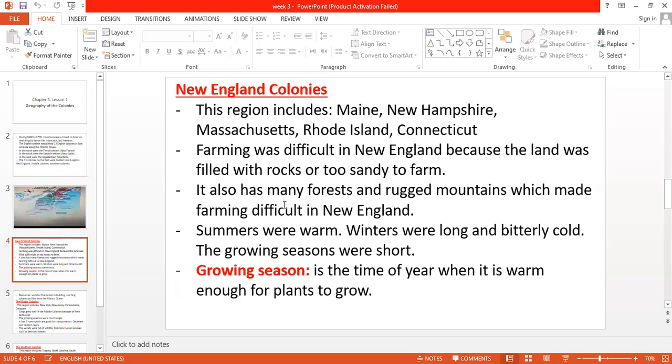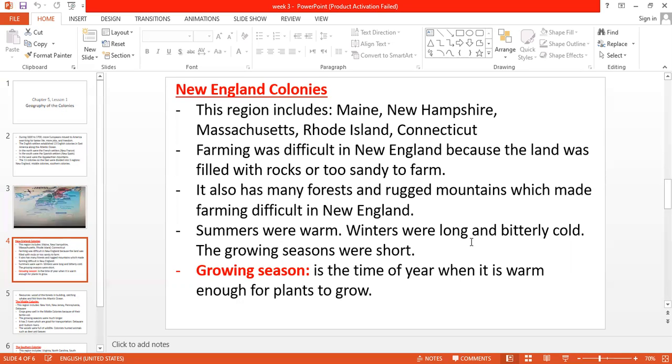Okay, the land also has many forests and rugged mountains, which made farming difficult in New England. Also, the summers were warm and the winters were long, so the growing season was short. What is the meaning of growing season? Growing season means the time in which plants grow.